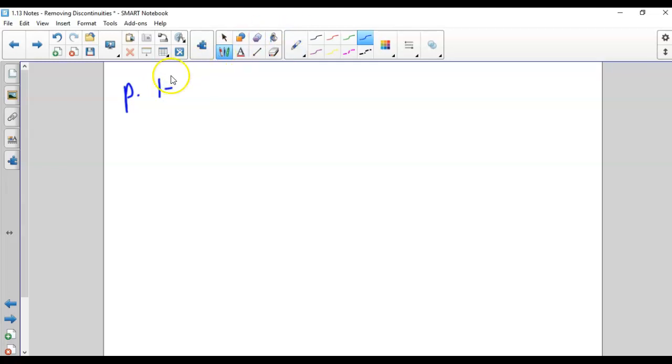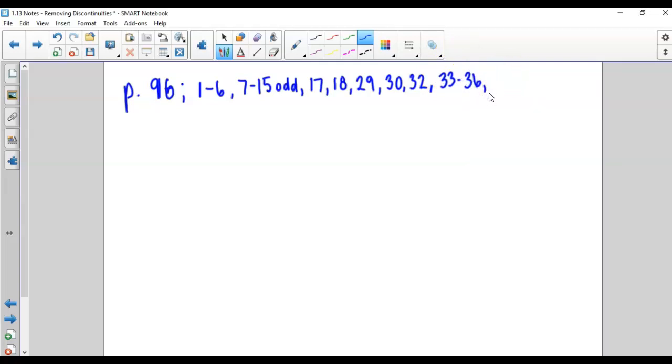You're going to be on page 96. And 1 through 6, these are graphs here. 7 through 15 odd, 17, 18, 29, 30, 32, 33 through 36, 64, 66, and 77 through 83 odd.